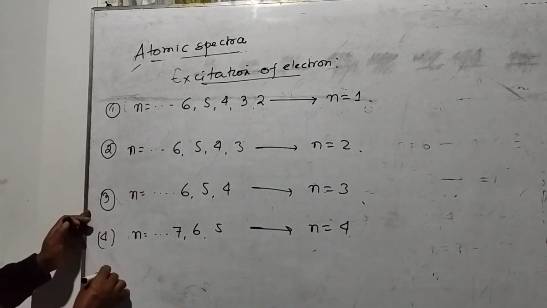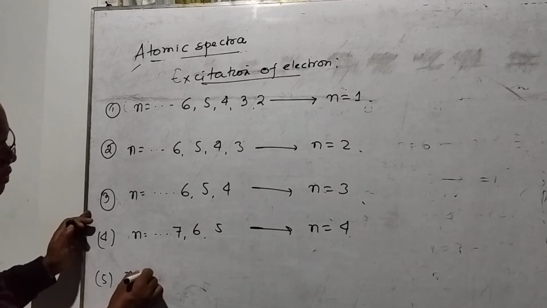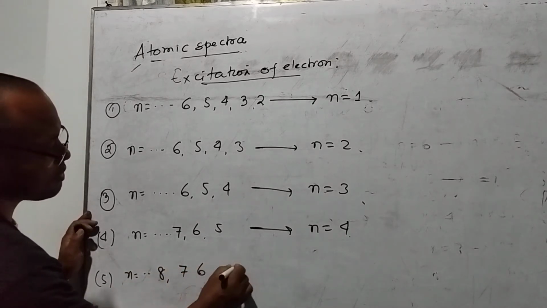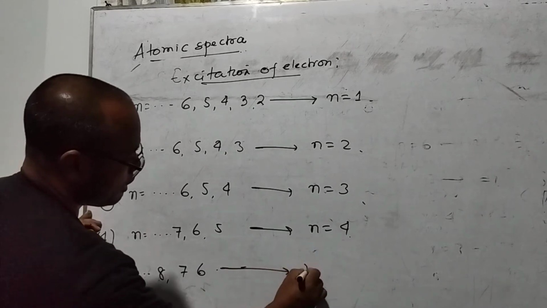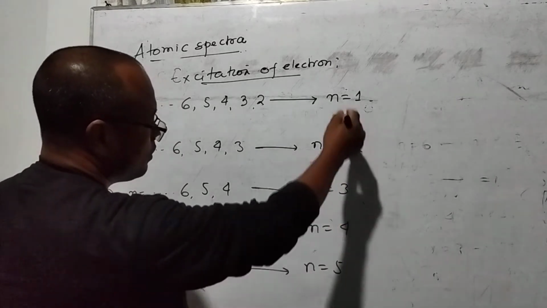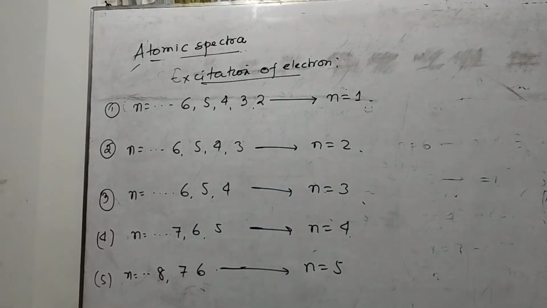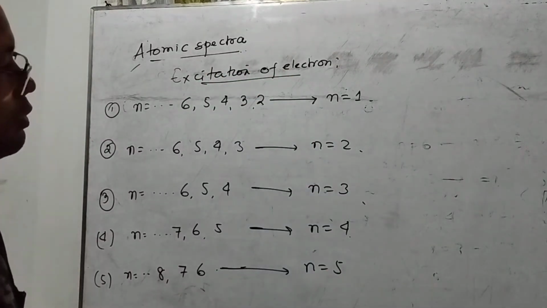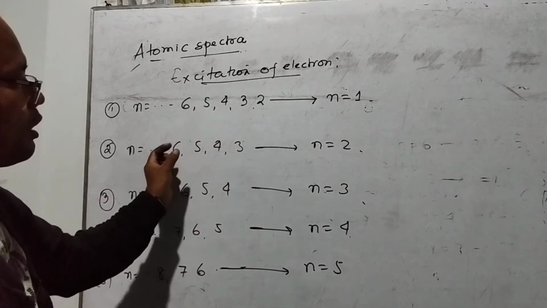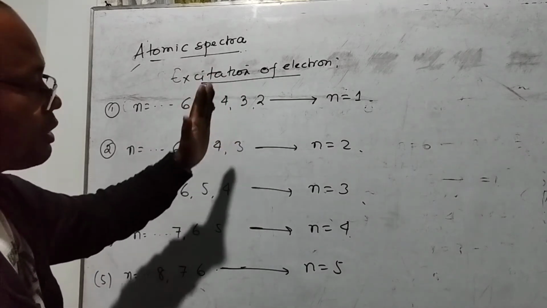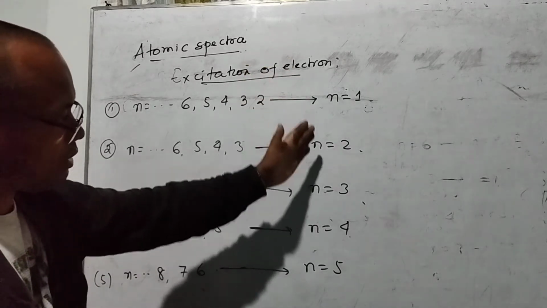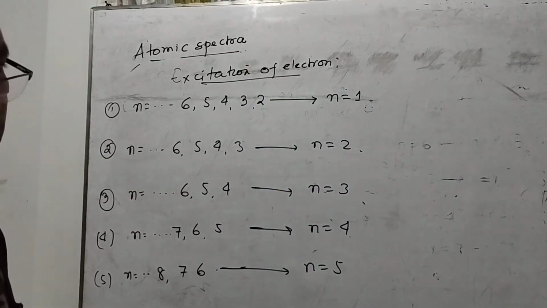Then I can start from a higher energy level, so I write 8, 7, 6. Now I just write here n is equal to 5. So we have a different lowest energy level. With different lowest energy levels, different series of radiations are formed. That series of radiation, what I call the spectra, should be different since the lowest energy levels are different.